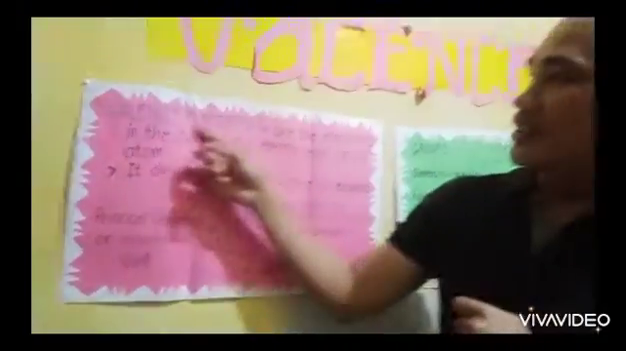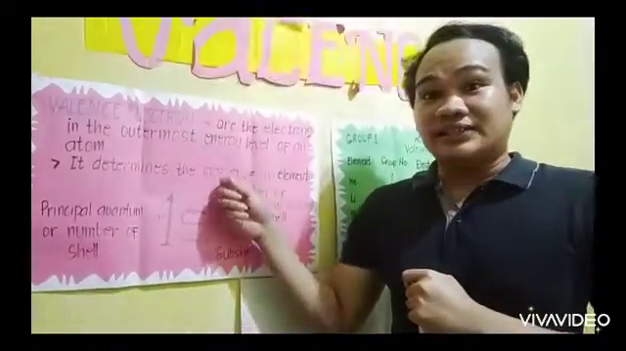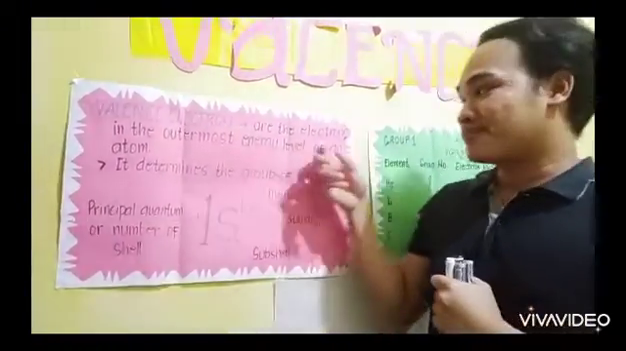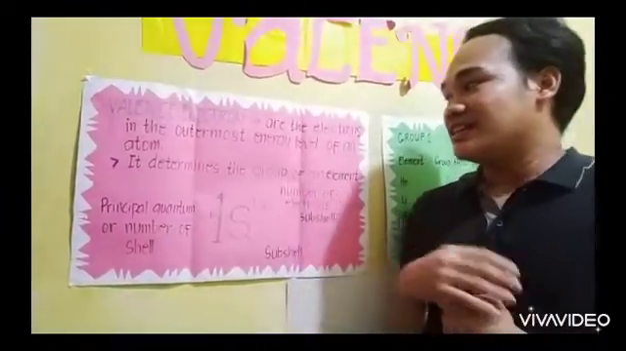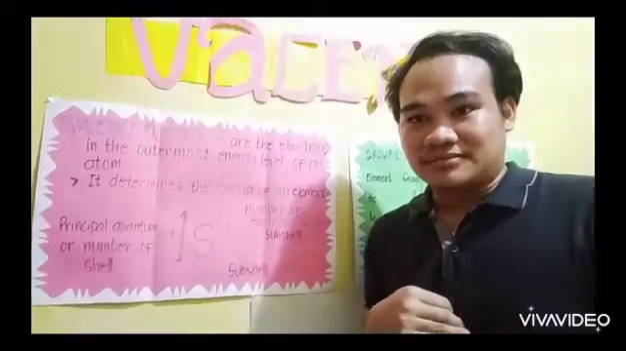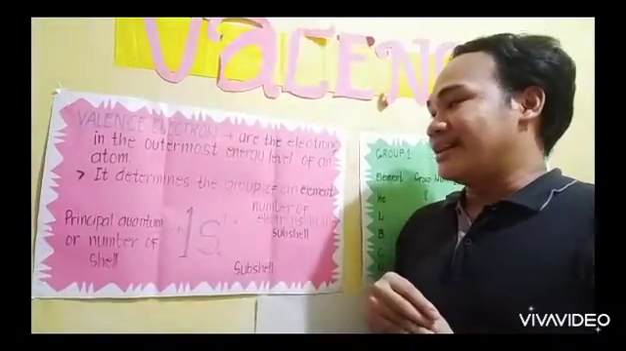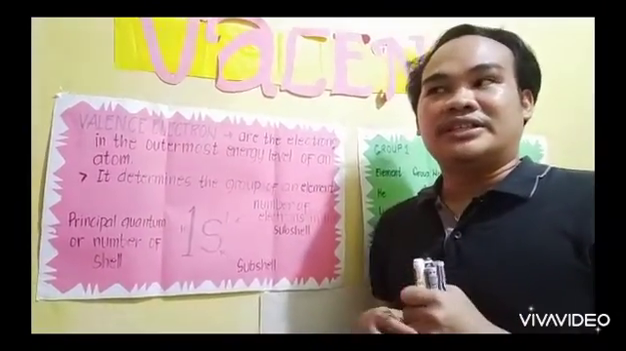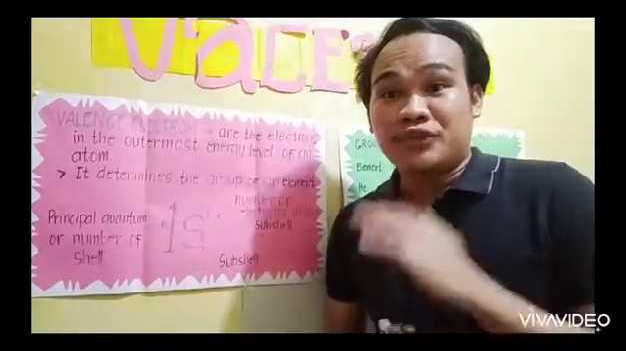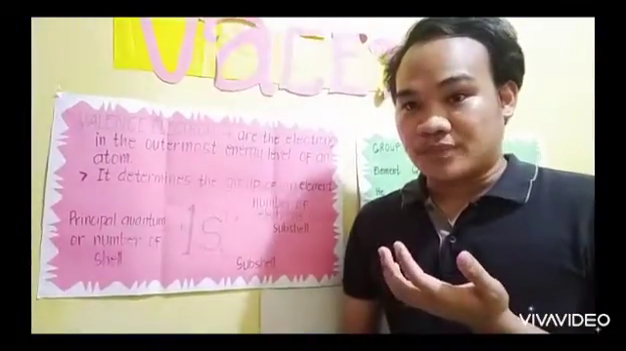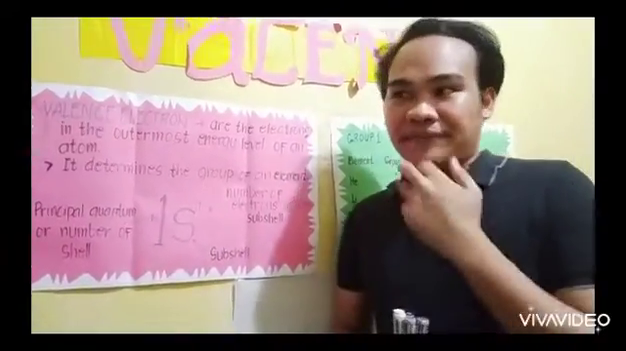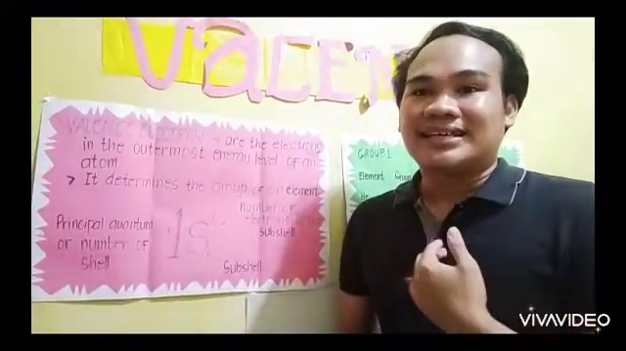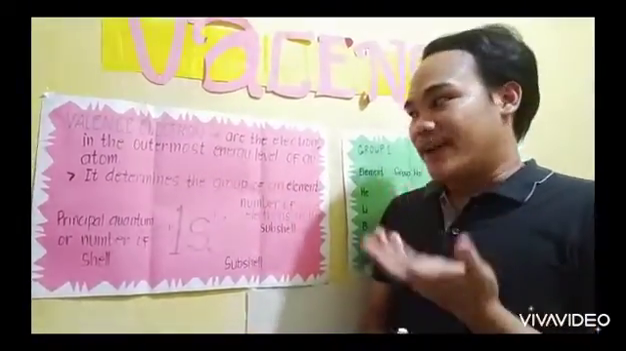In this visual aid, you will see the definition of valence electron. They are the electrons in the outer energy level of an atom, and they determine the group of an element. Always remember that to determine the valence electron of an element, you have to draw the electron configuration. The question is, how are the valence electron and the group number of an element reflected in electron configuration? We will find out.